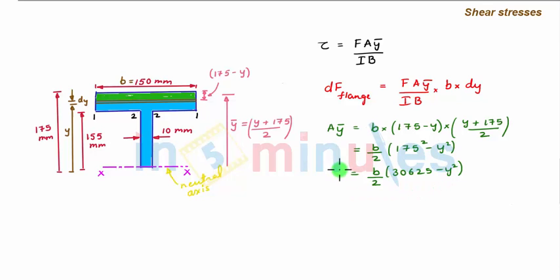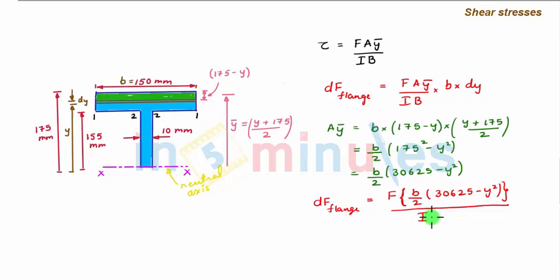Now upon substituting the value of a y bar into this equation, we get dF of flange is equal to F multiplied by a y bar, which is b by 2 into (30625 minus y square), upon I, which is the moment of inertia of the complete section, multiplied by the width b, which is the width of this elemental strip or the layer considered, and this whole is multiplied by again the width of this elemental strip multiplied by dy.